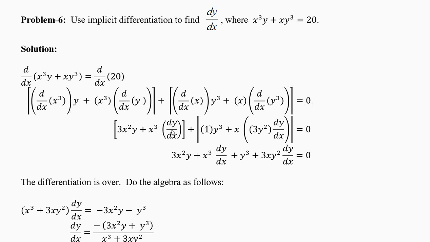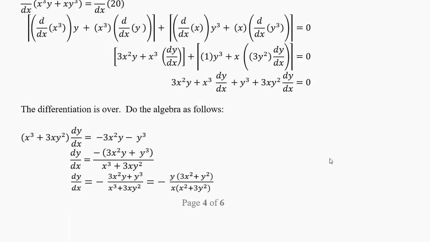X cube into dy by dx. Copy it here. Derivative of x is 1. 1 into y cube is y cube. X into derivative of y cube. Y cube the derivative is 3 y power 3 minus 1 which is 2. 3y square dy by dx into x. 3xy square dy by dx. Your differentiation is over now.